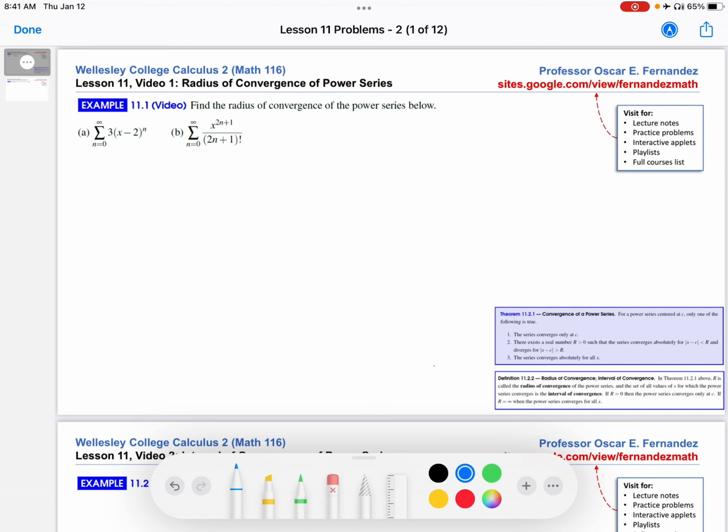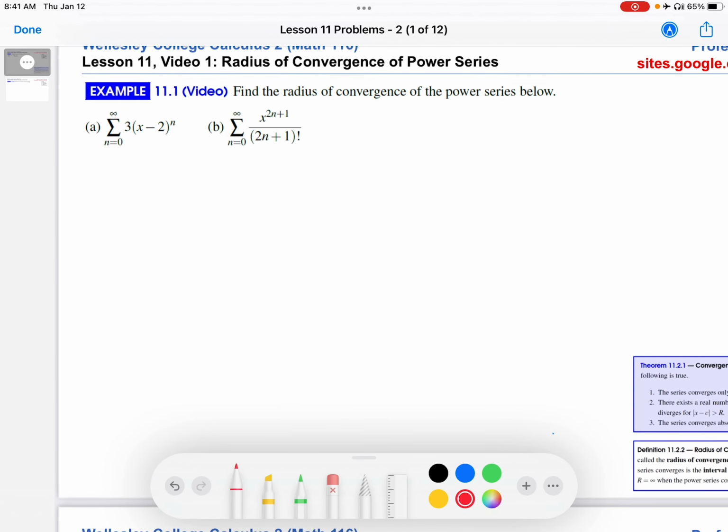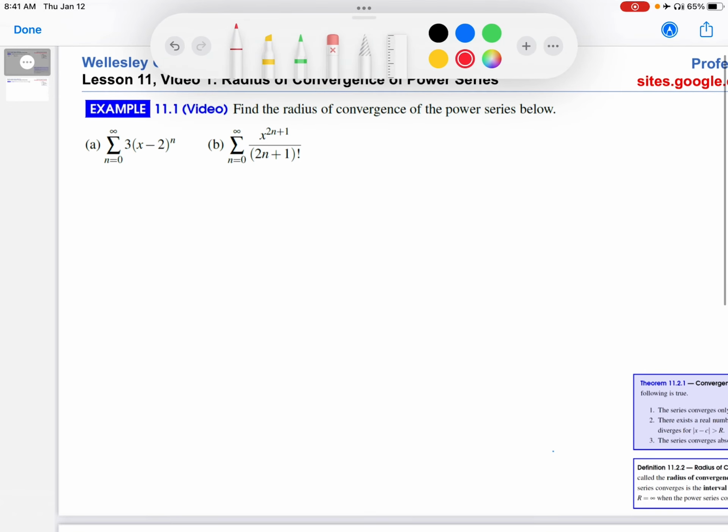So let's talk about power series first, and then we'll talk about the radius of convergence of power series. So I'm going to do a little review of that. It'll probably take me a few minutes, so if you want to skip ahead and just see the calculation of the radius of convergence for these two particular examples, you're free to do so. First thing I'll do is zoom in a little bit and remind you about power series.